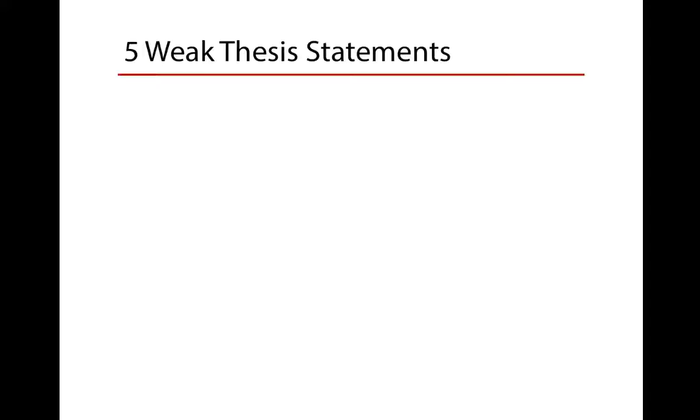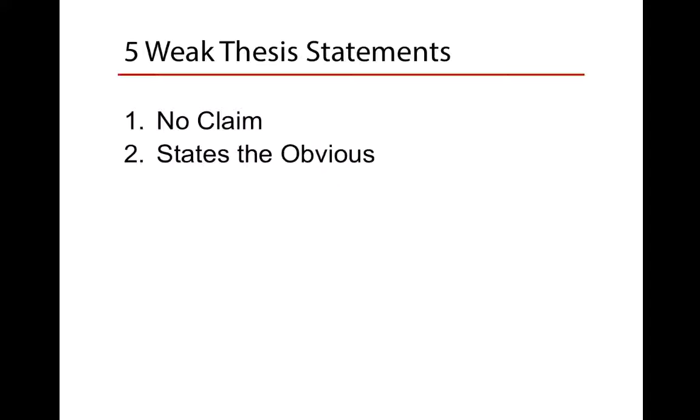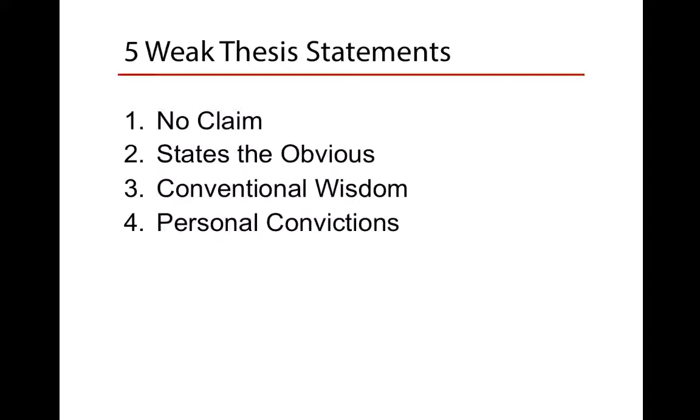To review, the 5 types of weak thesis statements are these: the thesis that makes no claim, that states the obvious, that repeats conventional wisdom, that reveals your personal convictions, and that is too broad. Often, these 5 types of weak thesis statements will overlap with each other. So it's no surprise then that their solutions usually overlap too.